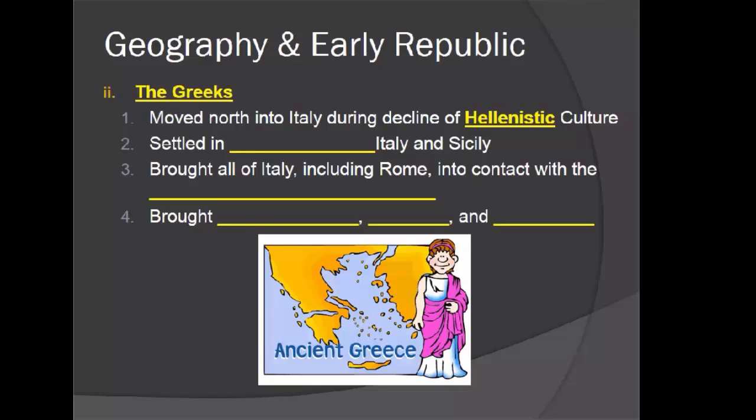The next group of people were the Greeks. Shortly after the Hellenistic culture, they moved north into Italy during the decline of the Hellenistic culture. They also settled in southern Italy and Sicily. They brought all of Italy, including Rome, into contact with Greek civilization. This included bringing them architecture, democracy, and philosophy. We can see a lot of architecture that is similar from Greece and Rome, an example being a lot of their buildings using similar types of pylons. If you also recall, Greece a lot of the time was a democracy, or certain parts of Greece, and that transferred over again into Rome, which eventually became a republic, which we'll talk about later.